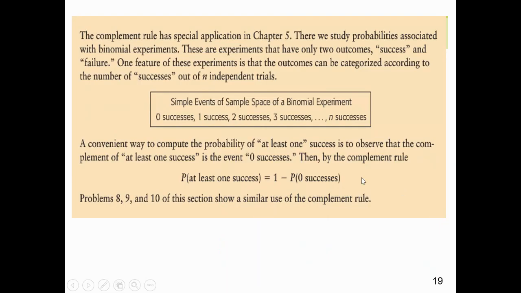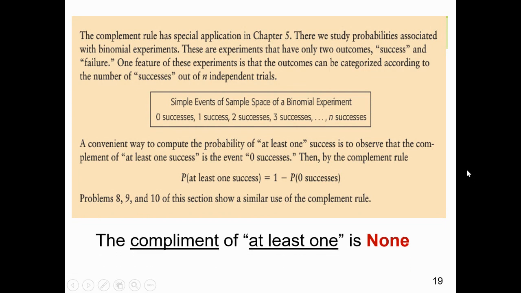We're going to talk about the complement rule in greater detail, and we're going to have a series of problems. We're going to be computing the probability of at least one success. At least one would be 1 or 2 or 3 or 4, up to however many times you're conducting the experiment. We're going to make wide use of the complement rule. The problems fall under the category of probability of at least 1. We'll talk about that probably next video. The complement of at least 1 is none.